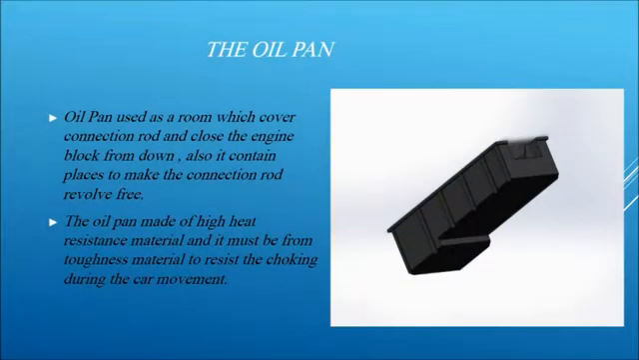The oil pan is used as a room which covers the connection rod and closes the engine block from below. It also contains places to let the connection rod revolve freely. The oil pan is made of high-heat-resistance material and it must be tough material to resist shocking during the car movement.